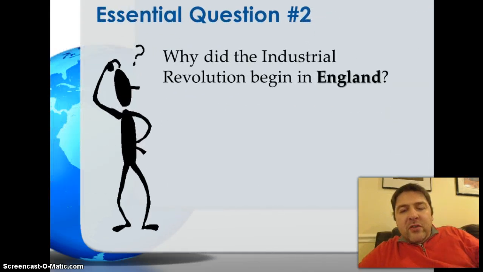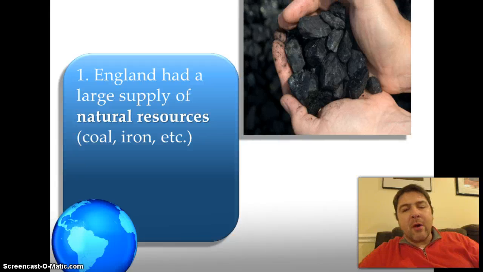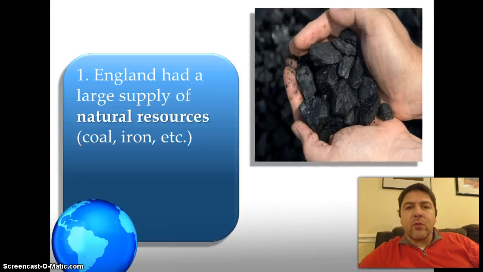Okay, so our question is, of all the countries in the world, why England? What was it about England that causes this change to occur here first? And there's really three parts to the answer. The first was England had a large supply of the natural resources that the Industrial Revolution is going to require, in particular coal and iron.